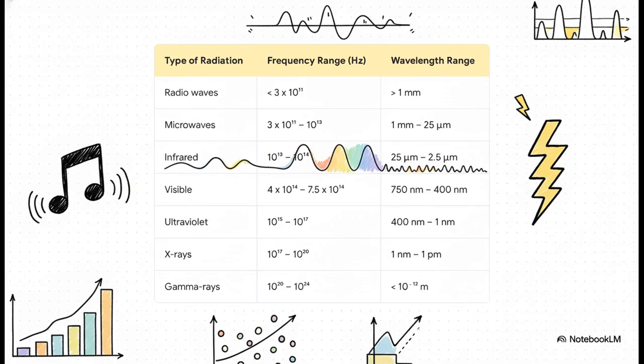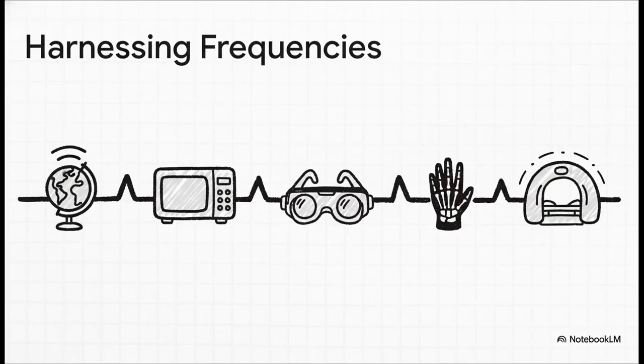Kind of wild, right? And because we figured this out, we can harness these different frequencies to do incredible things. We use low-frequency radio waves to send signals across the planet, and we use high-frequency X-rays to literally see the bones inside our own bodies. Each frequency gives us a totally different superpower.